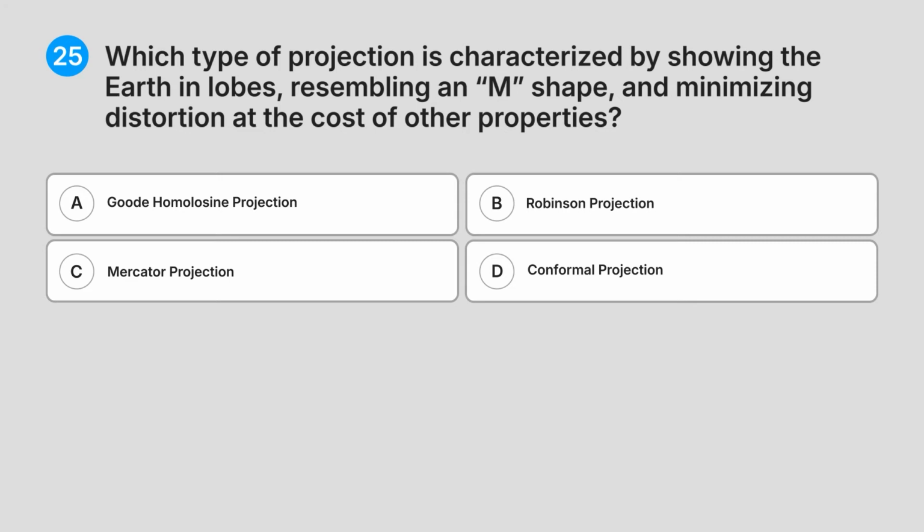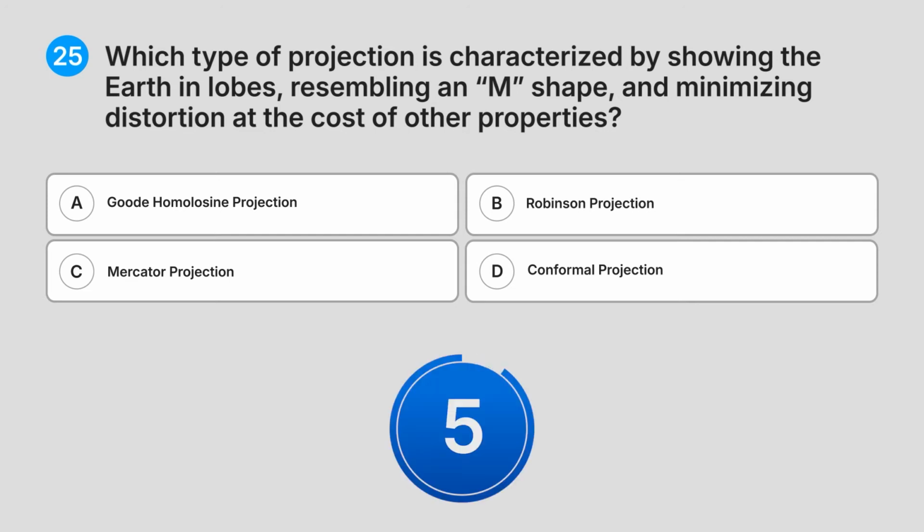A. Goode Homolosine projection. B. Robinson projection. C. Mercator projection. D. Conformal projection. Do you know the answer?